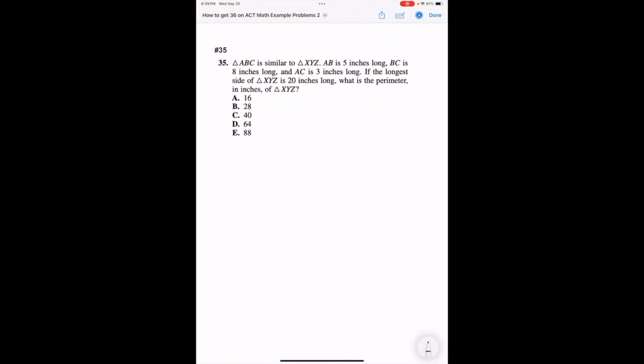So it says that triangle ABC is similar to triangle XYZ, and that AB is 5 inches long, BC is 8 inches long, and AC is 3 inches long. If the longest side of XYZ is 20 inches long, what is the perimeter in inches of triangle XYZ? So let's draw a diagram. So here's triangle ABC and XYZ. It says that AB is 5 inches long, BC is 8 inches long, and AC is 3 inches long. I try to draw it so at least it looks like what the numbers are, so it's not like the 3 inches is the longest one.